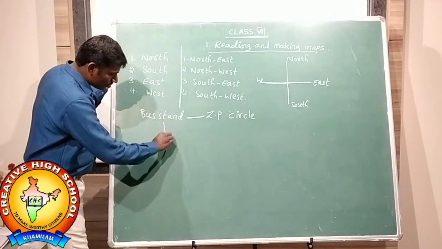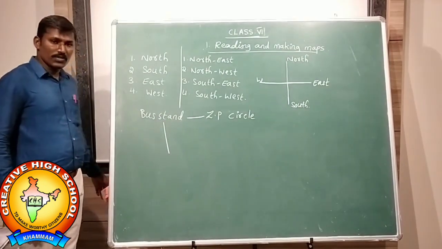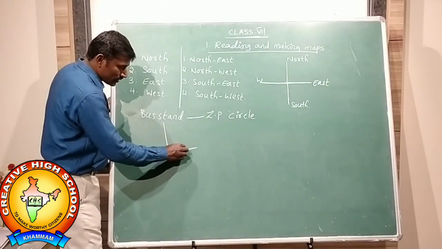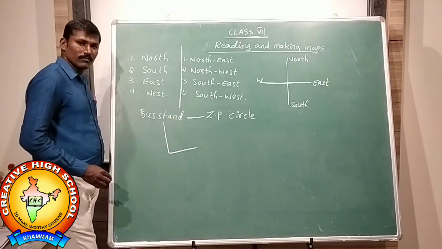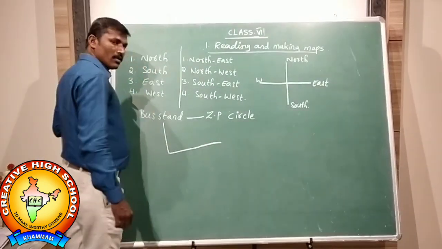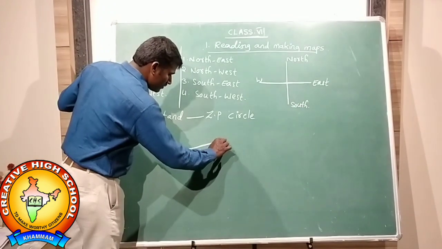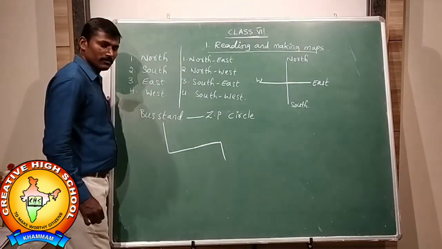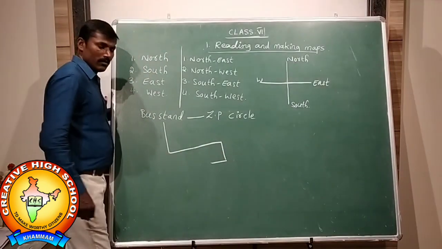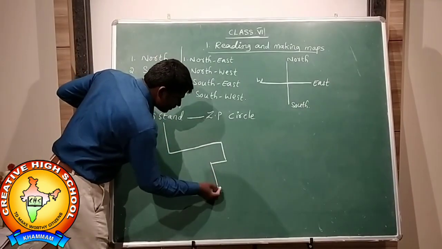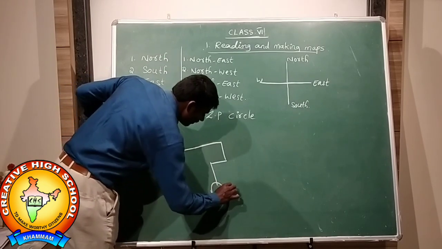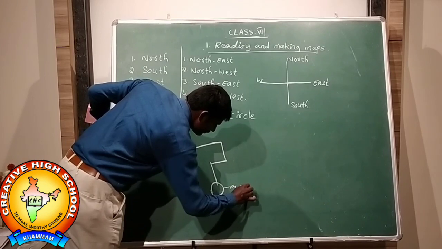From bus stand to outside she came. Then she took the left side and traveled some distance, and after that she took another turning and one more, and finally she reached Mallika's house. This is Mallika's house.